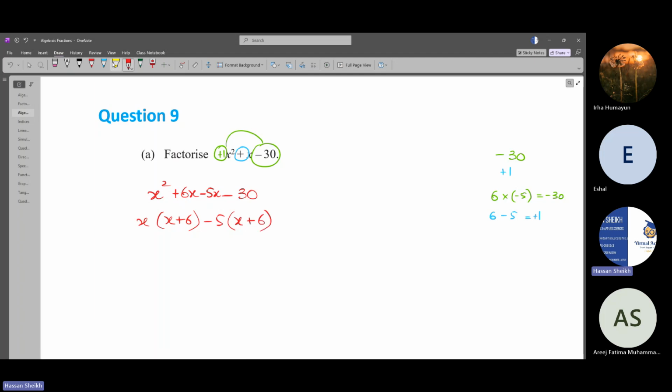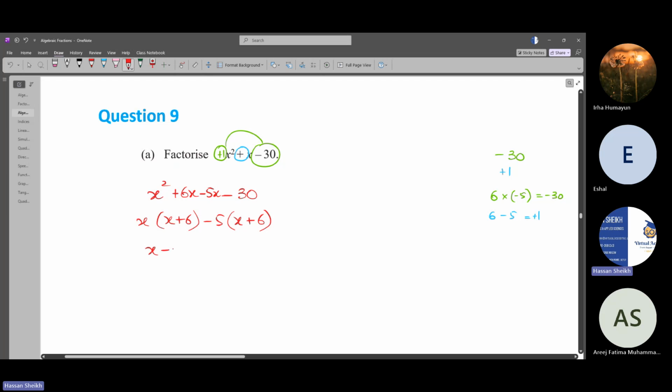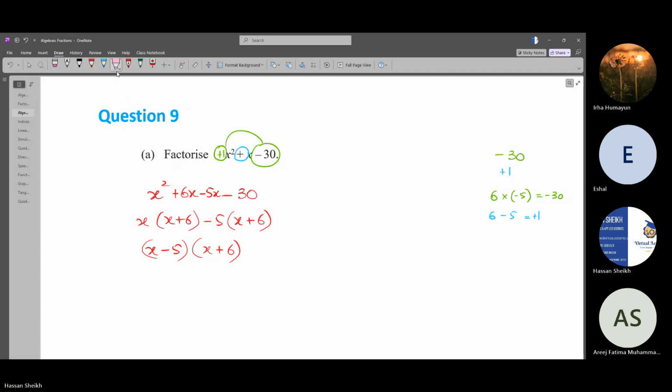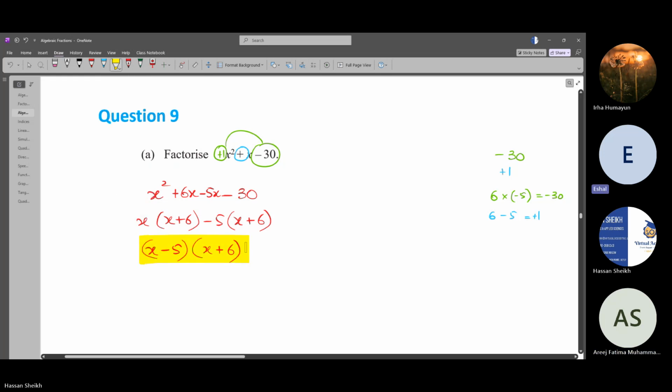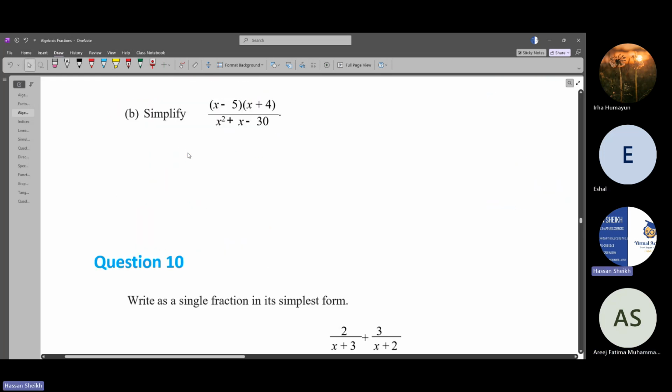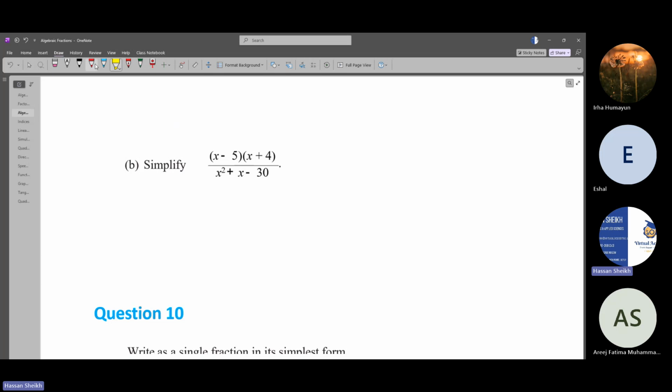Remember while you are doing factorization, if you're getting these two same, it means you are doing it correctly. And if you're not getting these two same, your solution is wrong. And do you understand that because -5 was taken common, that's why the sign changes in the bracket? Yes. Last part, x -5, x +5.